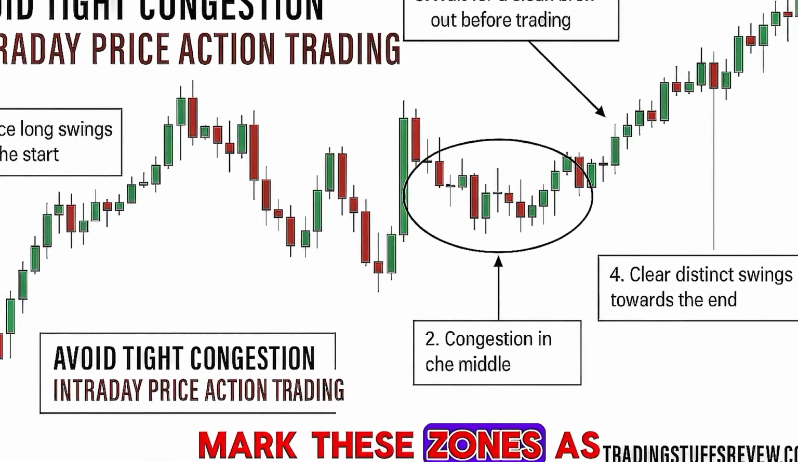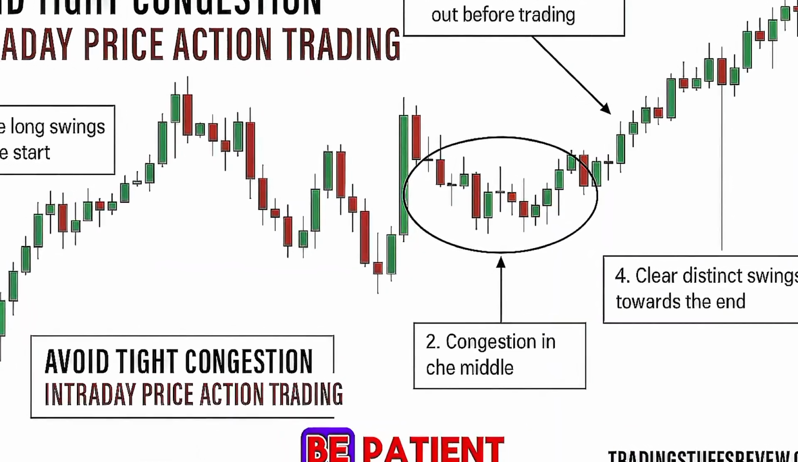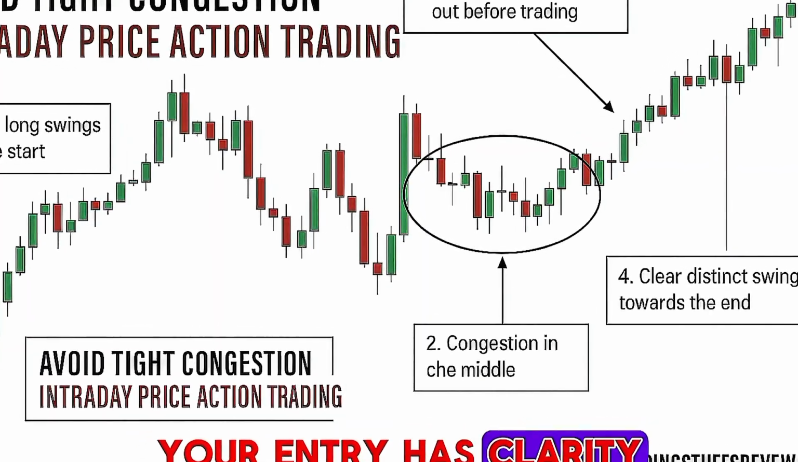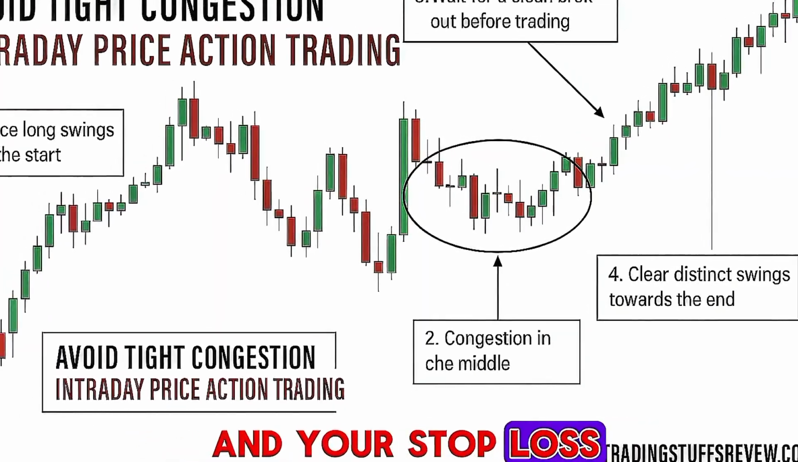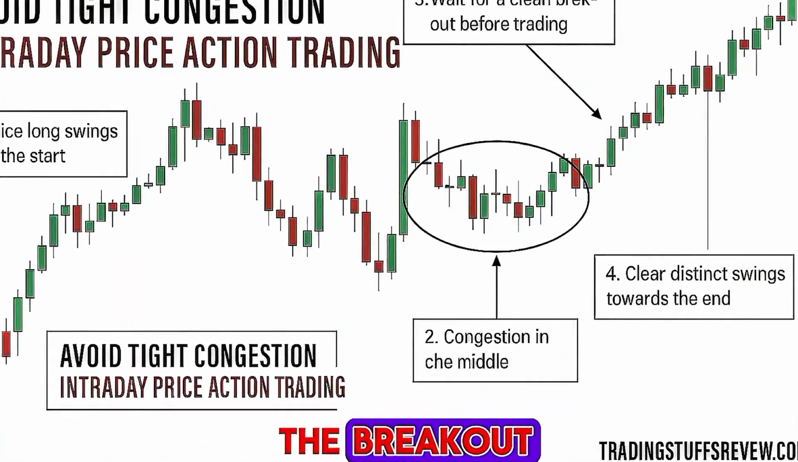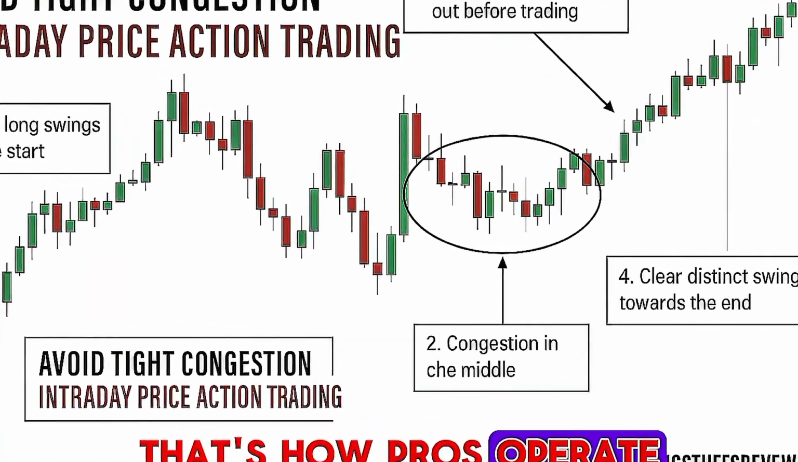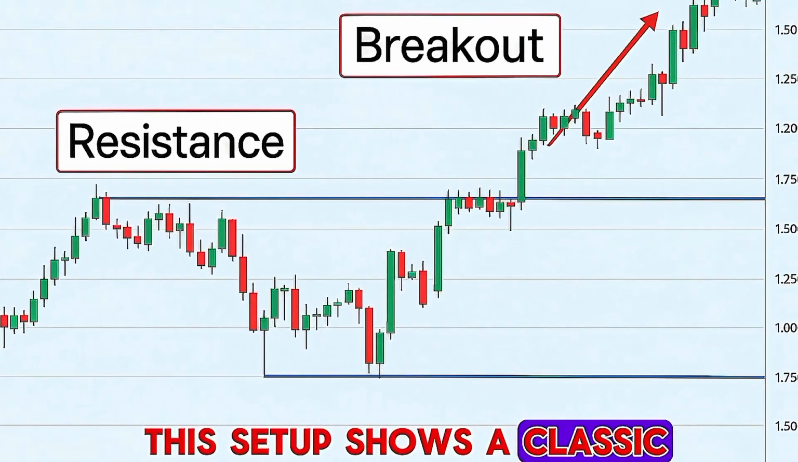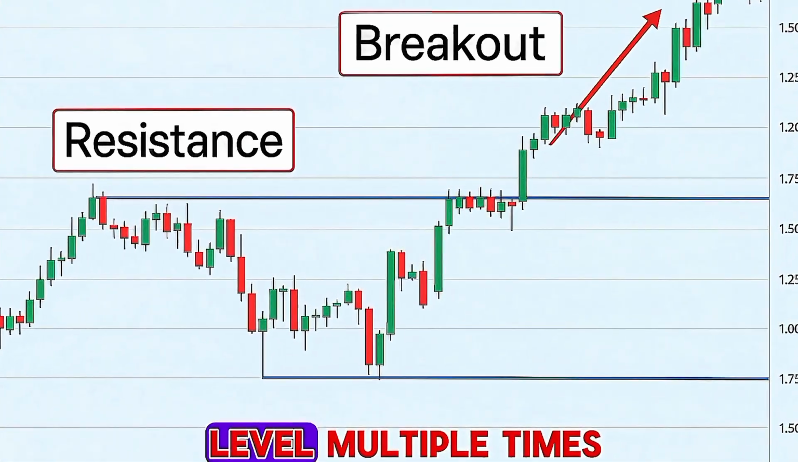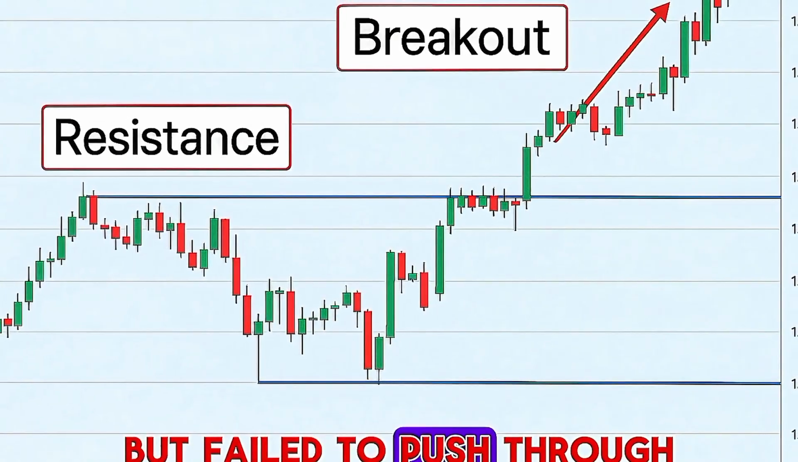Mark these zones as no-trade areas and be patient. Once the breakout comes, your entry has clarity and your stop loss has structure. Avoid the middle, trade the breakout. That's how pros operate. This setup shows a classic horizontal resistance breakout. Price has tested a level multiple times but failed to push through.